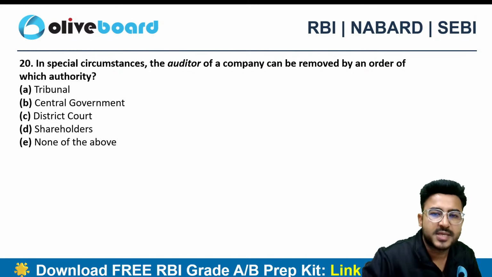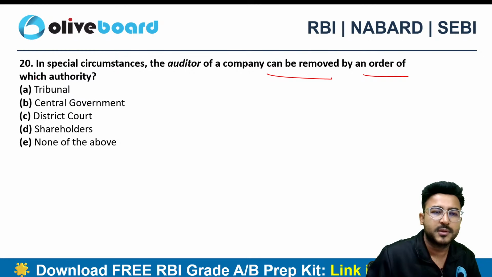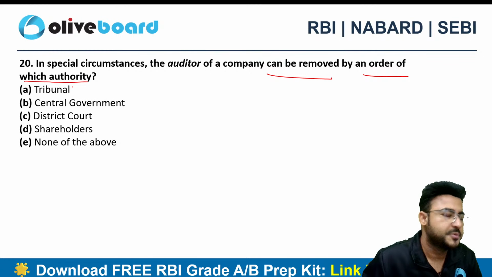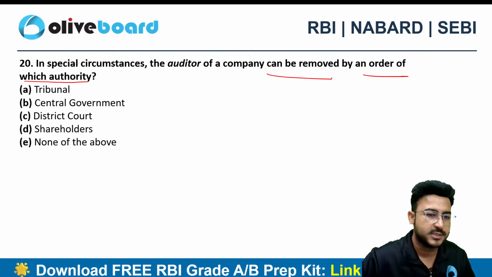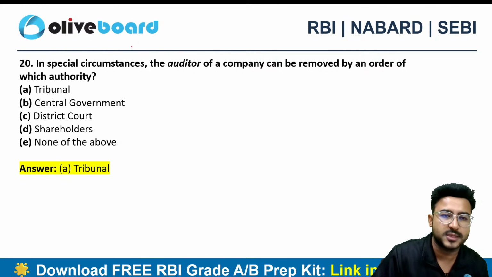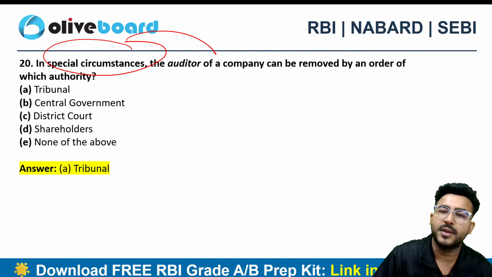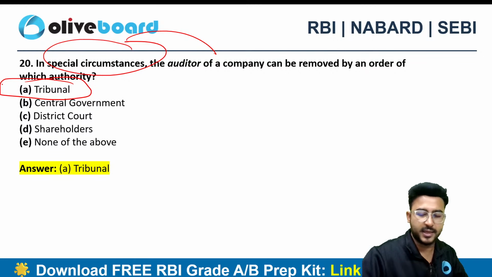In special circumstances, the auditor of the company can be removed by the order of which authority? Option A, tribunal. Option B, central government. Option C, district court. Option D, shareholders, or none of the above. It's none other than your tribunal. In the special circumstances, the auditor can be removed by the tribunal. The tribunal is having the exclusive authority, right?